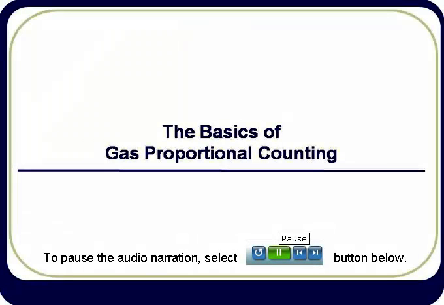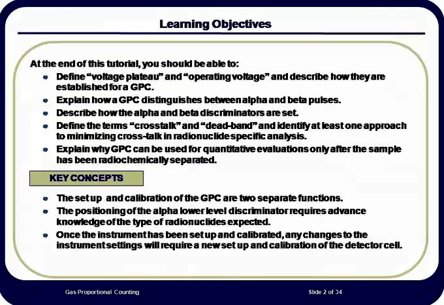The principles behind the detection of radiation using a gas proportional counter are presented in this module. You may want to use the module on interactions of radiation with matter as a reference with this module. The objectives of this module are listed on this slide.